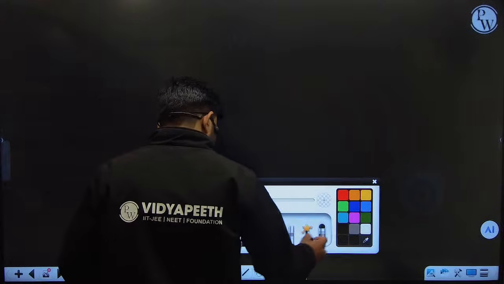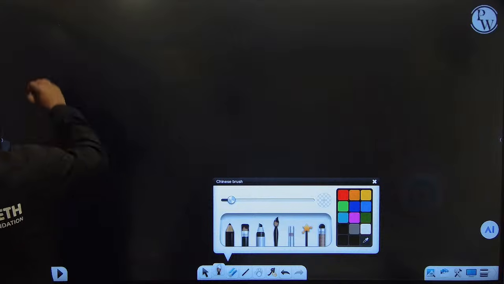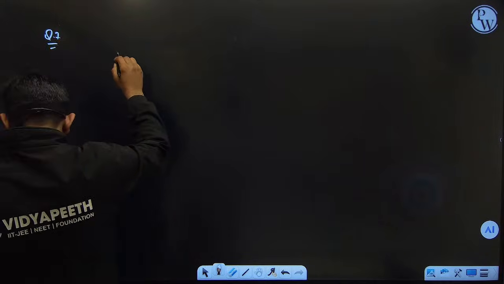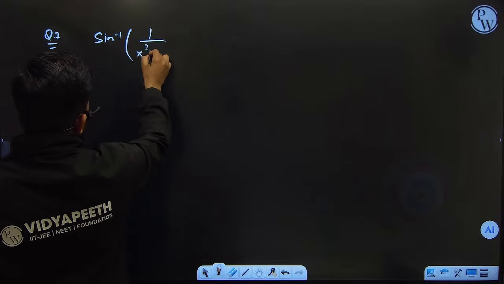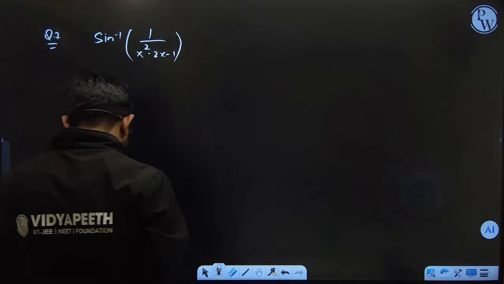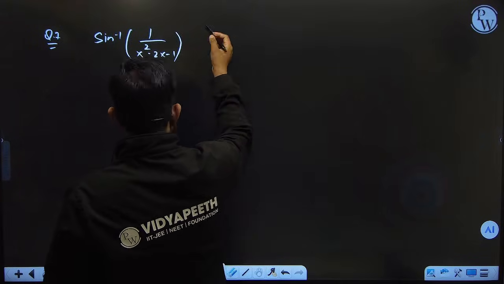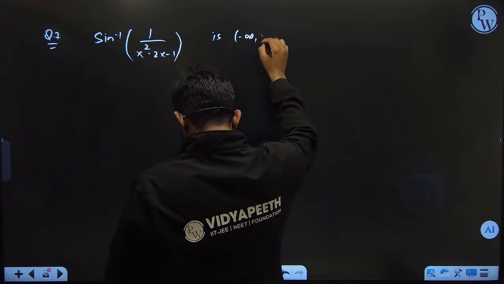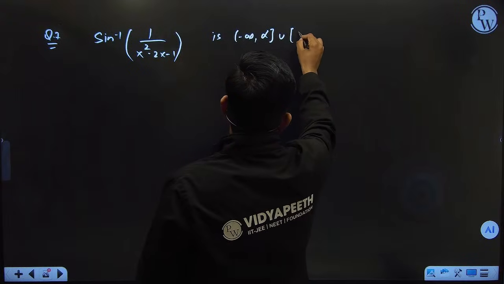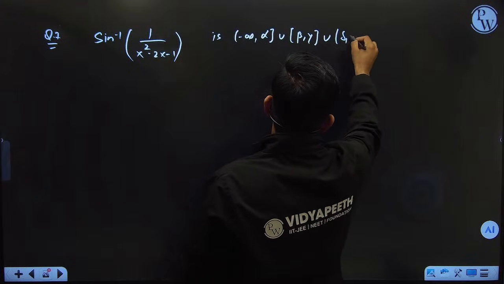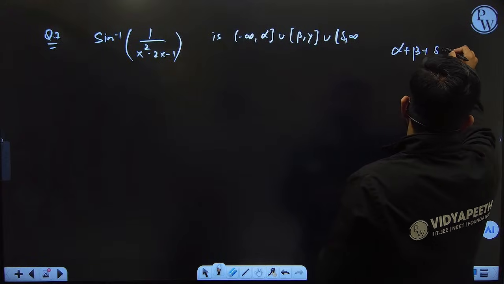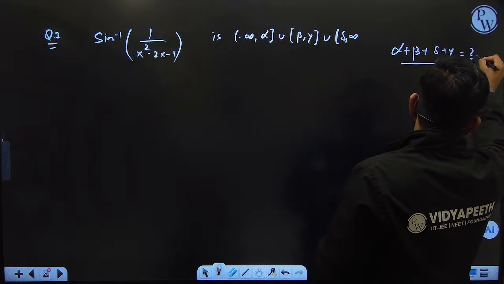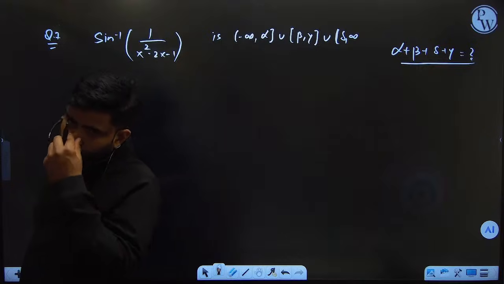Now we'll look at question number 7. So next question, we are now in the 7th question, and if you have observed carefully, all the questions are very standard. The domain of this is minus infinity to alpha union beta to gamma union delta to infinity. We need to find alpha plus beta plus gamma plus delta. This we need to find.